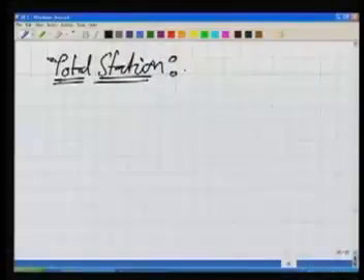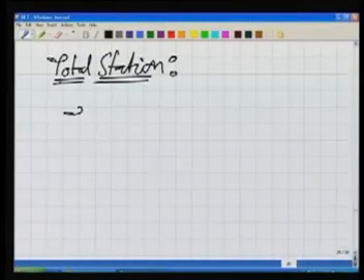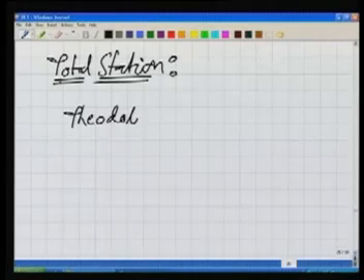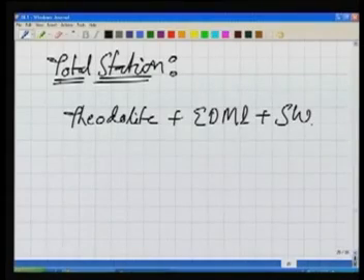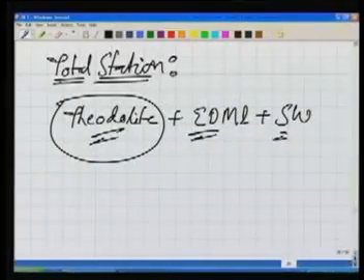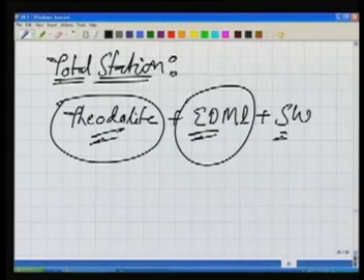What is a total station? It is basically a theodolite plus EDMI plus some software inbuilt. When we put these three together, that becomes a total station. The theodolite does the angle measurement, the EDMI does the length measurement, and the software, some algorithms inside, does all the computation part.